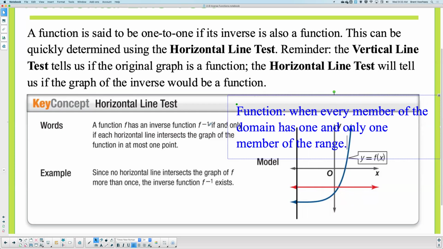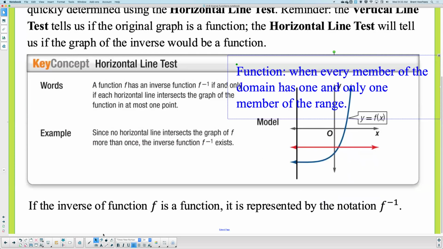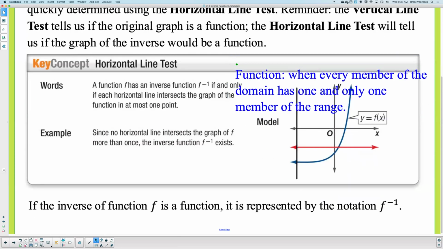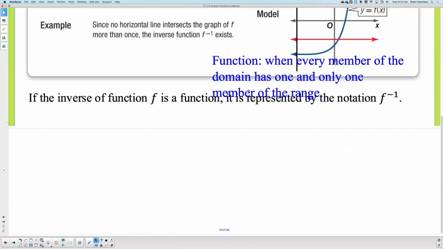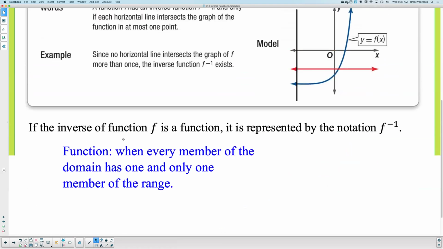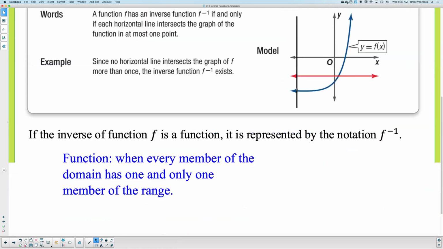Back in Algebra 1, you learned that a function exists when every member of the domain has one and only one member of the range. And we tested that with a vertical line test. That's how we determined if something was a function. Notice I'm cutting through the x-axis here. I'm checking to make sure every x value along the graph has one and only one y value.